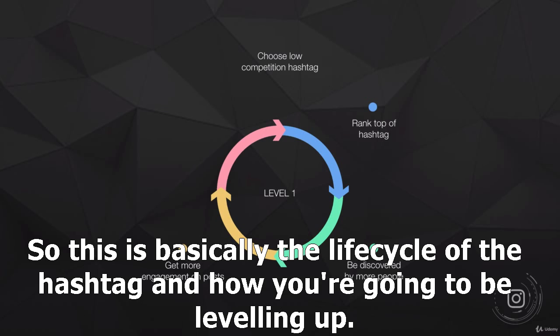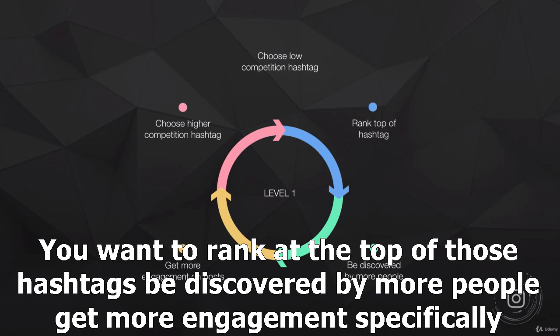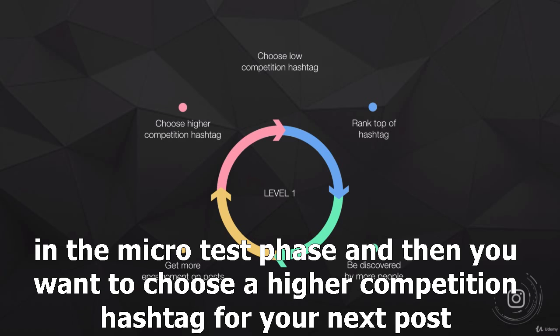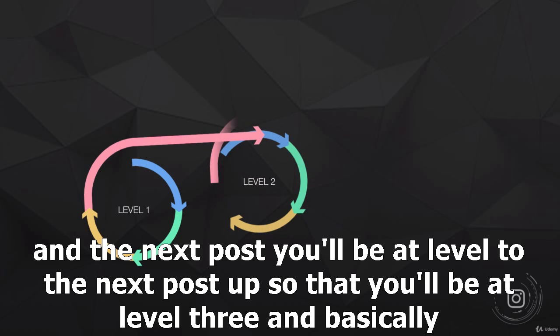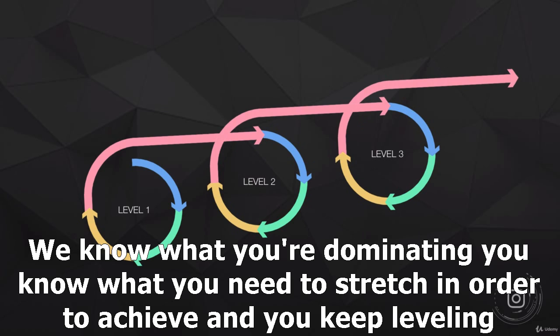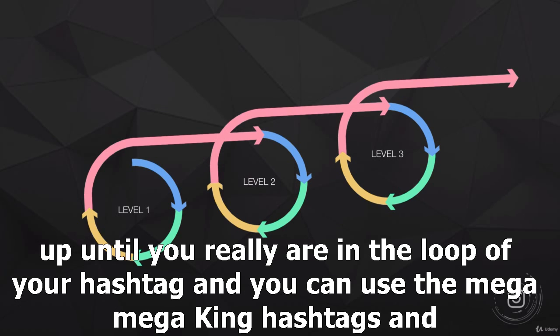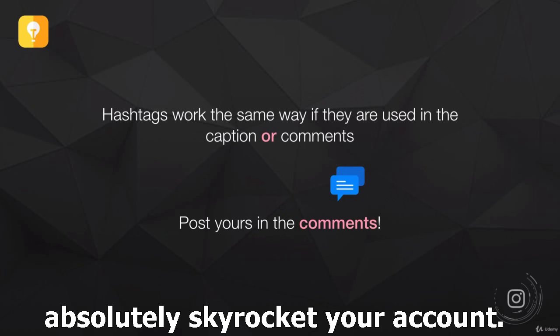So this is basically the life cycle of your hashtag and how you're going to be leveling up. You want to choose low competition hashtags to start. You want to rank at the top of those hashtags, be discovered by more people, get more engagement specifically in the micro test phase, and then you want to choose a higher competition hashtag for your next post. And the next post you'll be at level 2. And the next post after that you'll be at level 3. And basically you keep leveling up on these hashtags, and you want to keep a big sheet of these hashtags where you know what you're dominating, you know what you need to stretch in order to achieve, and you keep leveling up until you really are in the Louvre of your hashtags, and you can use the mega king hashtags and absolutely skyrocket your account.